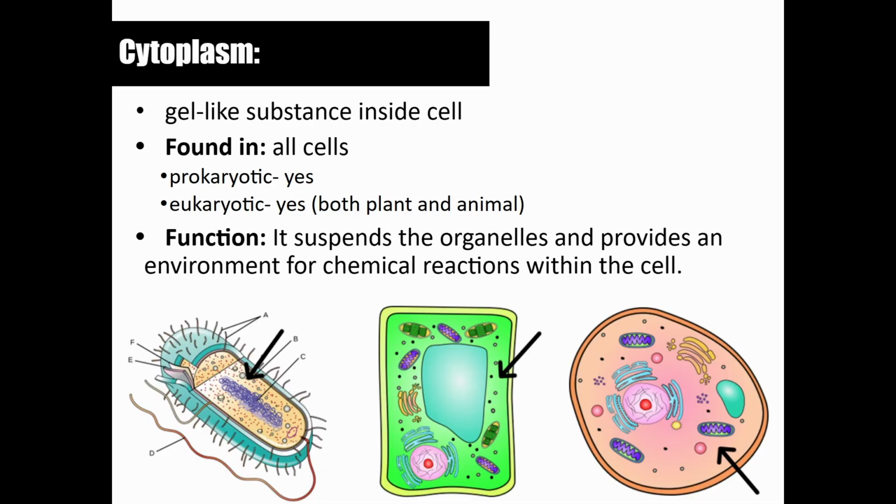Whenever you're looking under a microscope and you see a cell, you can actively see that if ever their membrane is broken, a gel-like liquid starts flowing out, especially if you can track where all those organelles are. Now, this is found in all cells. Again, plant and animal, as well as prokaryotic cells. The function is that it suspends organelles and provides an environment for chemical reactions within the cell.